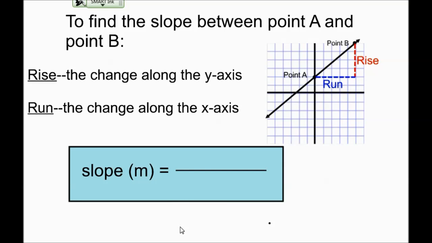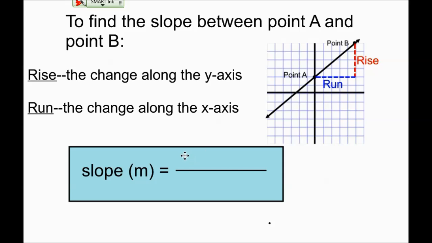In this video, I'm going to talk about slope. What is it? How do we find it? So first of all, the slope. What it is, it's the ratio between the vertical change, sometimes called rise, over the horizontal change, also called run.